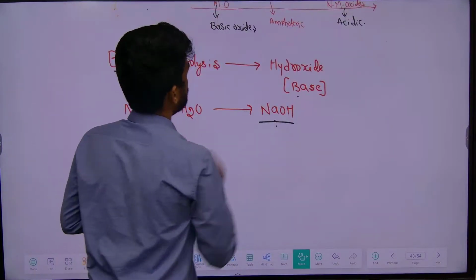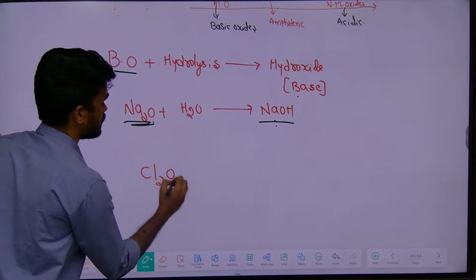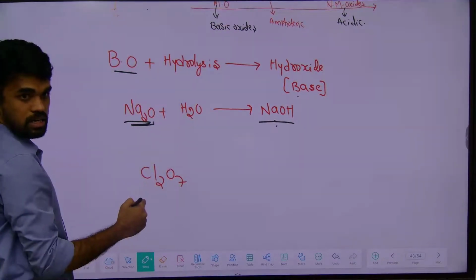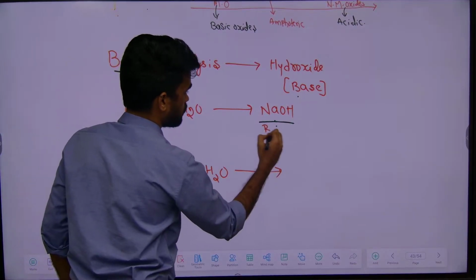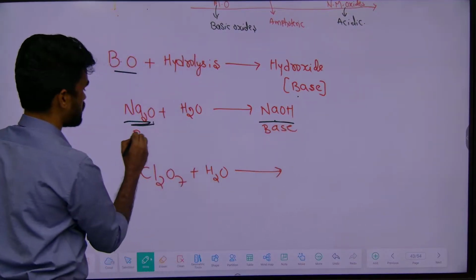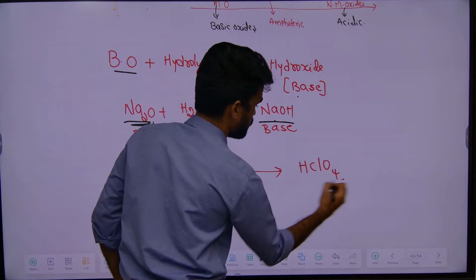Okay, yeah. Next one. Now I have written Cl2O7 and written it last. If you observe, if I hydrolyze this base, this is a basic oxide. If I hydrolyze this, I am getting perchloric acid. What is its name?